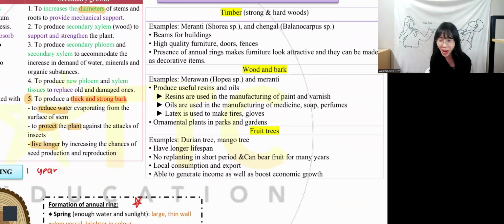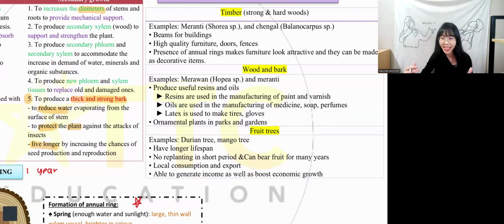Okay, next we have wood and bark. Wood and bark, we have Merawan and Meranti. It's useful for resin and oil. What do we use resin and oil for? Resin is used in paint and varnish. Varnish is a removal. To remove things, we use a varnish, okay? Oil, we can use it in medicine, soap, and perfume.